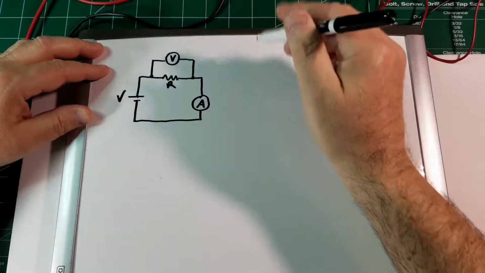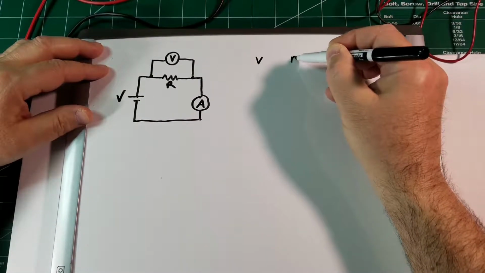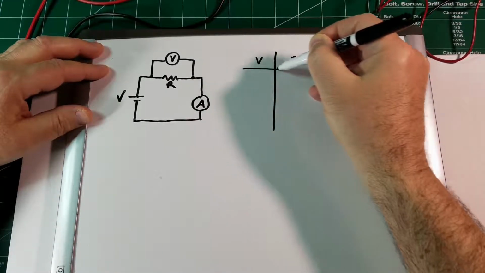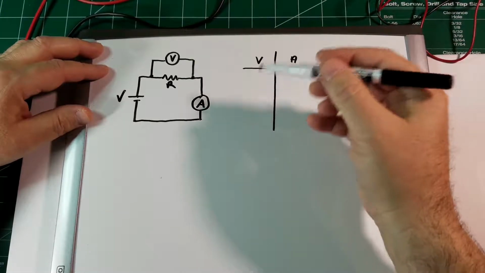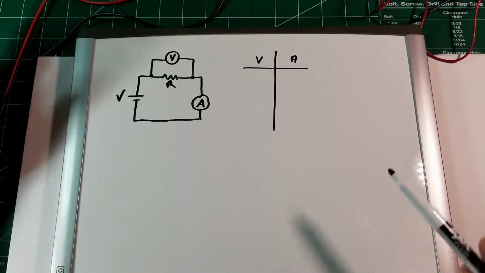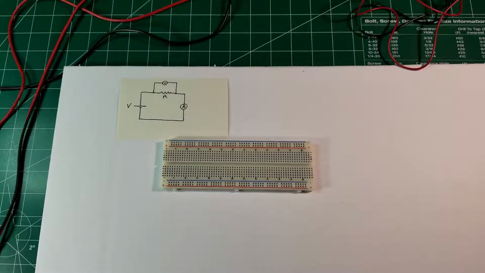So this is V. Let's also create a table where we put V and A, and let's take measurements at different values of the voltage, and let's see how much the current is. So we will see if we can figure out how the resistor works. Let's now build the circuit.